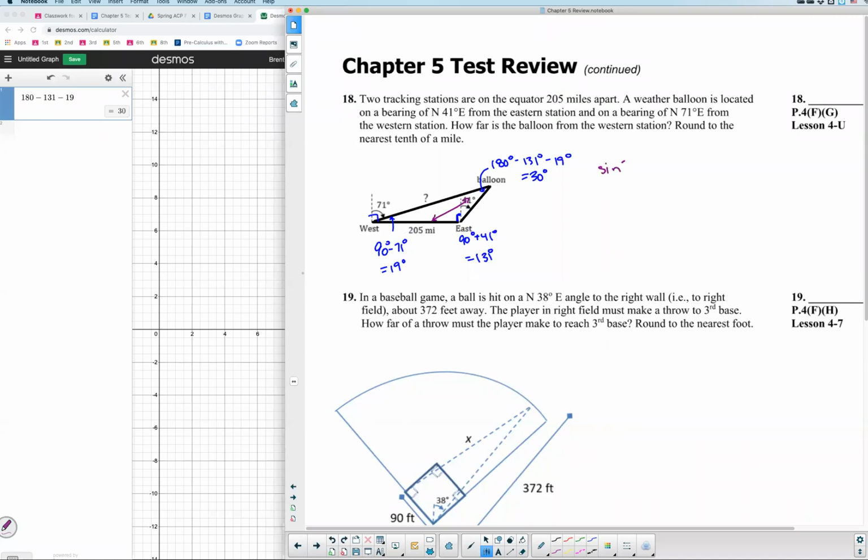We can say that sine of my completed set or my pair, sine of 30 over 205, will equal any other pair or set in the triangle. So in this case, we're looking for that question mark. So we'll say it's sine of 131 degrees over x. And this is the law of sines. So I'm just going to use my calculator to get my answer here.